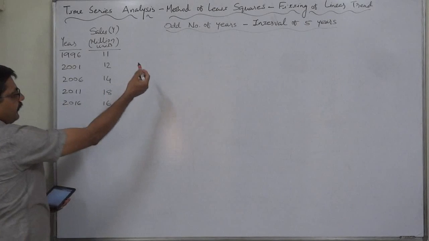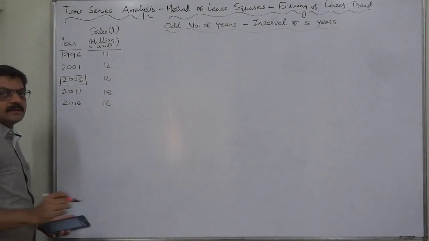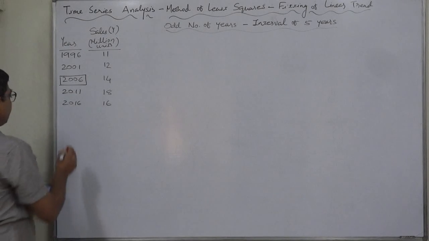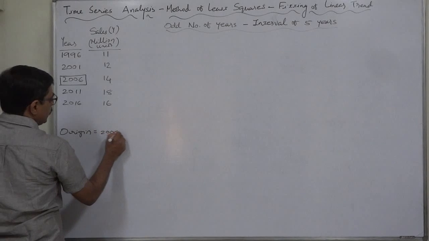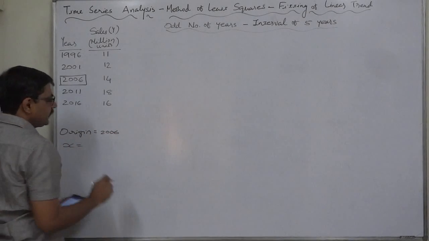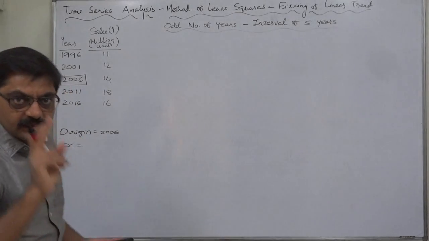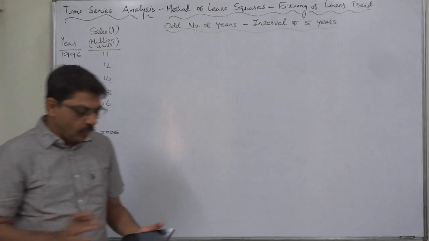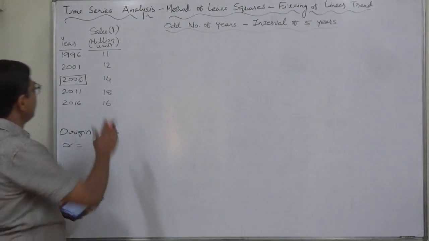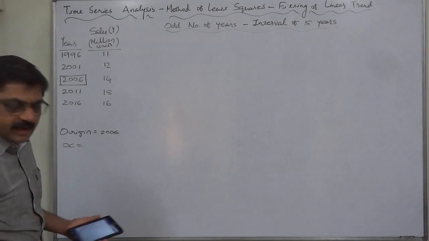Yes, odd number of years, 1, 2, 3, 4, 5. So the origin will be the middle year. And in this case, origin is 2006. On the basis of which we can determine the variable x that represents the time factor, and time factor is the collective effect of all the factors influencing the phenomena we are interested in or we are studying.